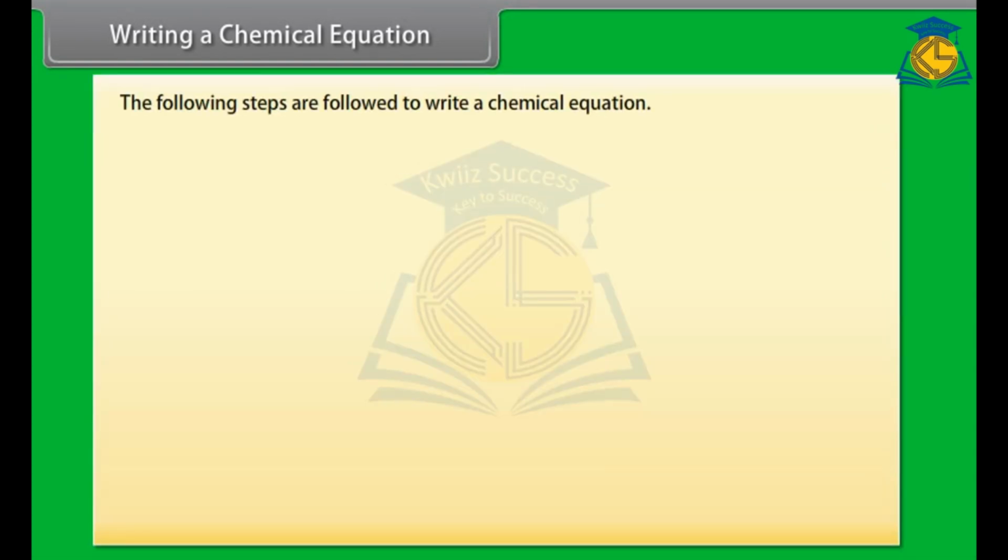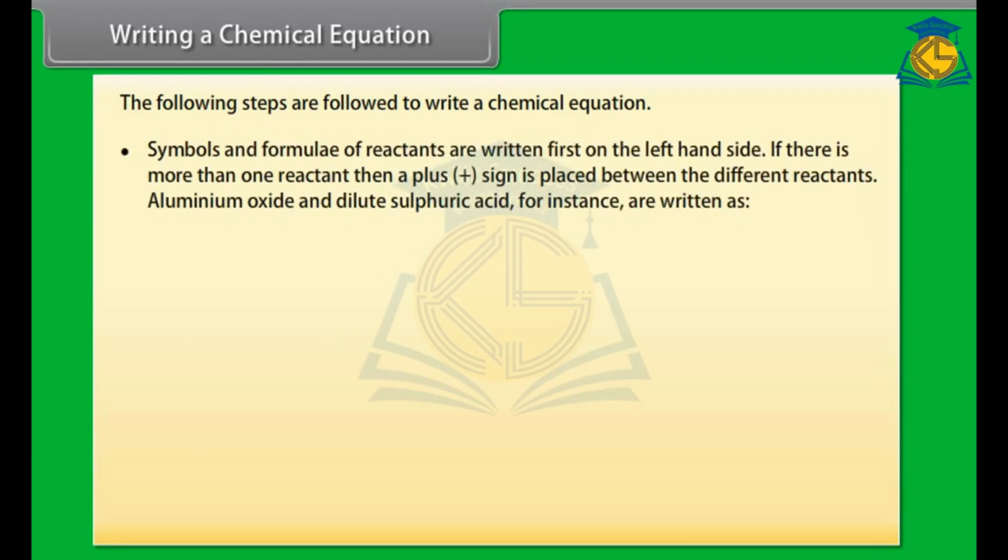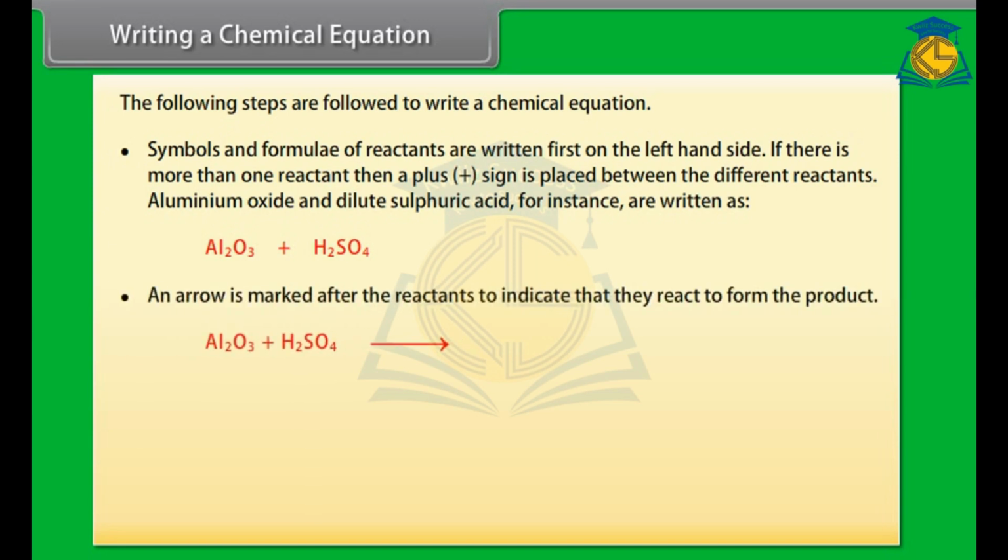The following steps are followed to write a chemical equation. Symbols and formulae of reactants are written first on the left-hand side. If there is more than one reactant, then a plus sign is placed between the different reactants. Aluminium oxide and dilute sulfuric acid, for instance, are written as Al2O3 plus H2SO4. An arrow is marked after the reactants to indicate that they react to form the product.